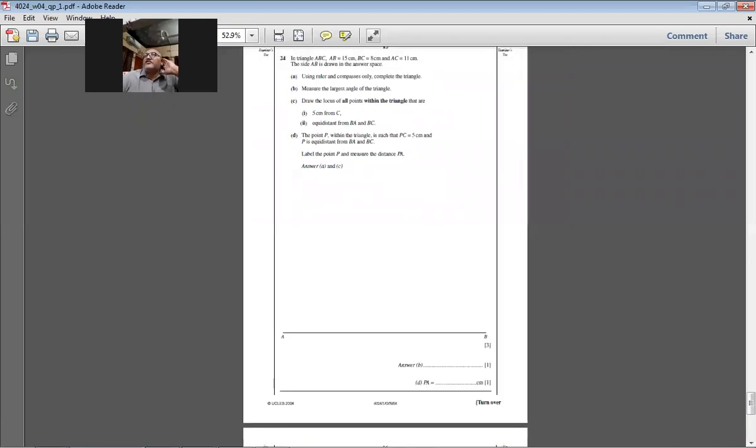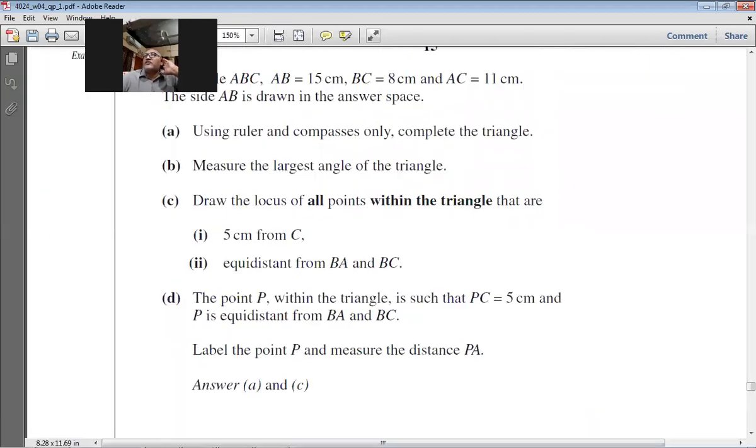Here we have this question for you. It says in the triangle ABC, AB is equal to 15 centimeters, BC is equal to 8 centimeters, and AC is equal to 11 centimeters. The side AB is drawn in the answer space. Using ruler and compasses only, complete the triangle and measure the largest angle of the triangle.